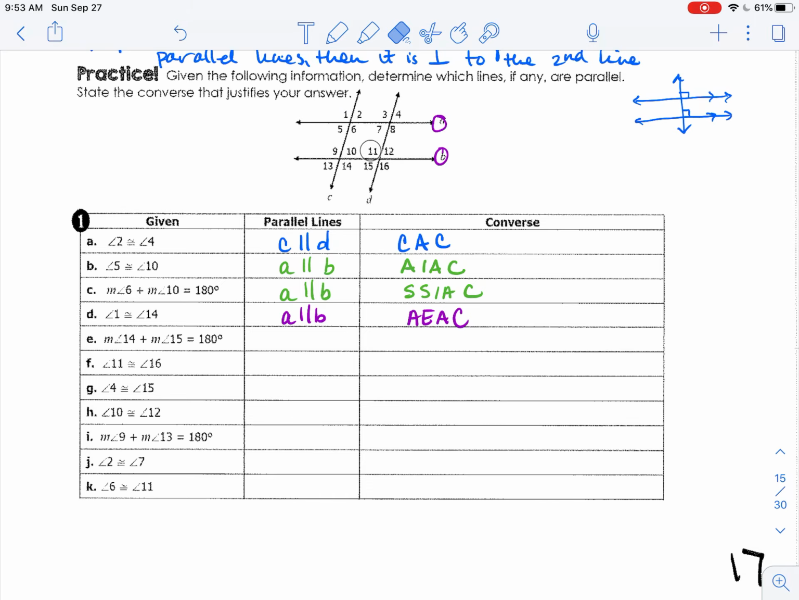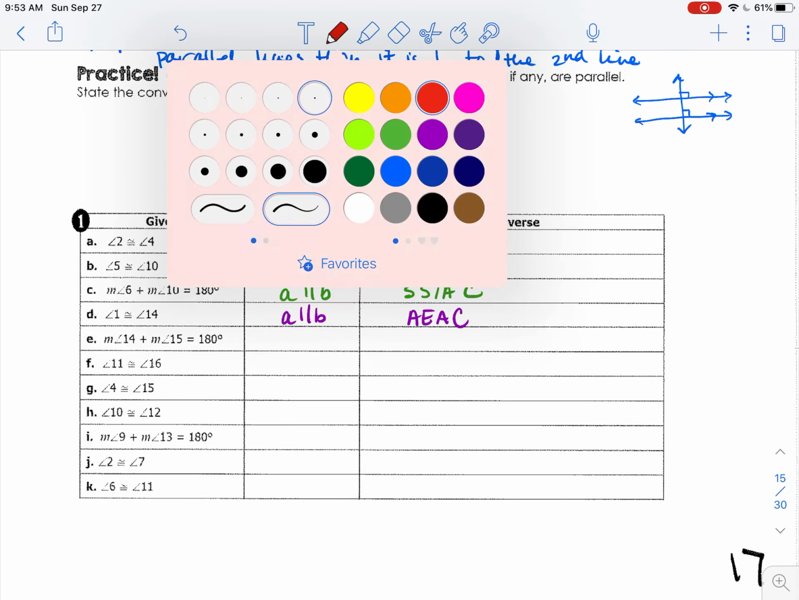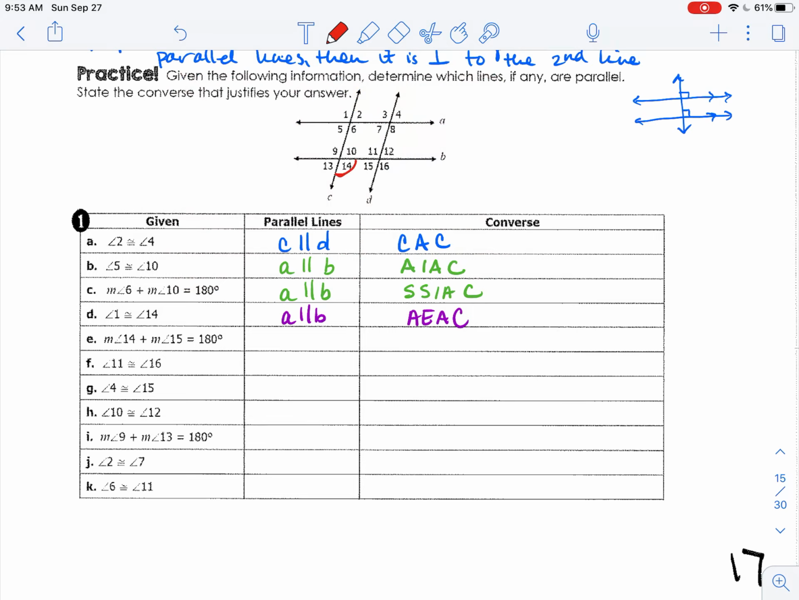14 and 15 add to 180, so let's take a look at those. 14 and 15. All right, so these are same side interior, and the two groupings would be this guy and this guy. So we're proving that C and D are now parallel because angle 14 and 15 are supplementary. Those are same side interior angles. Converse, if they are supplementary, the lines are parallel.